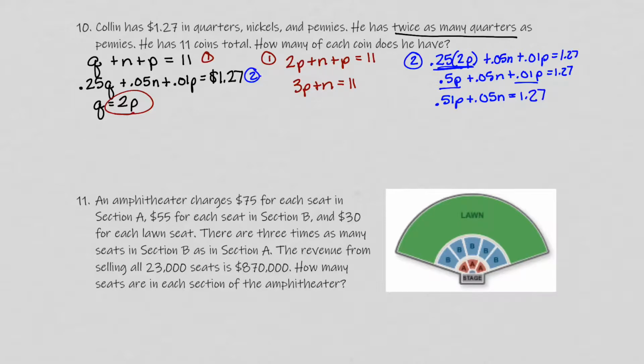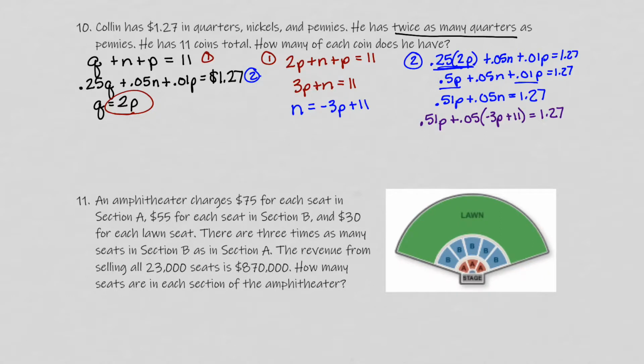You could finish this off and say this is equation 4 and 5, and you could do elimination. But since today we've been concentrating on substitution, let's do that. I'm going to solve equation 1 for N. If I subtract 3P from both sides, I get that. Then I can plug that in for N in the equation where I worked on equation number 2. So I have 0.51P plus 0.05 times N equals 1.27. Now I only have variable P.